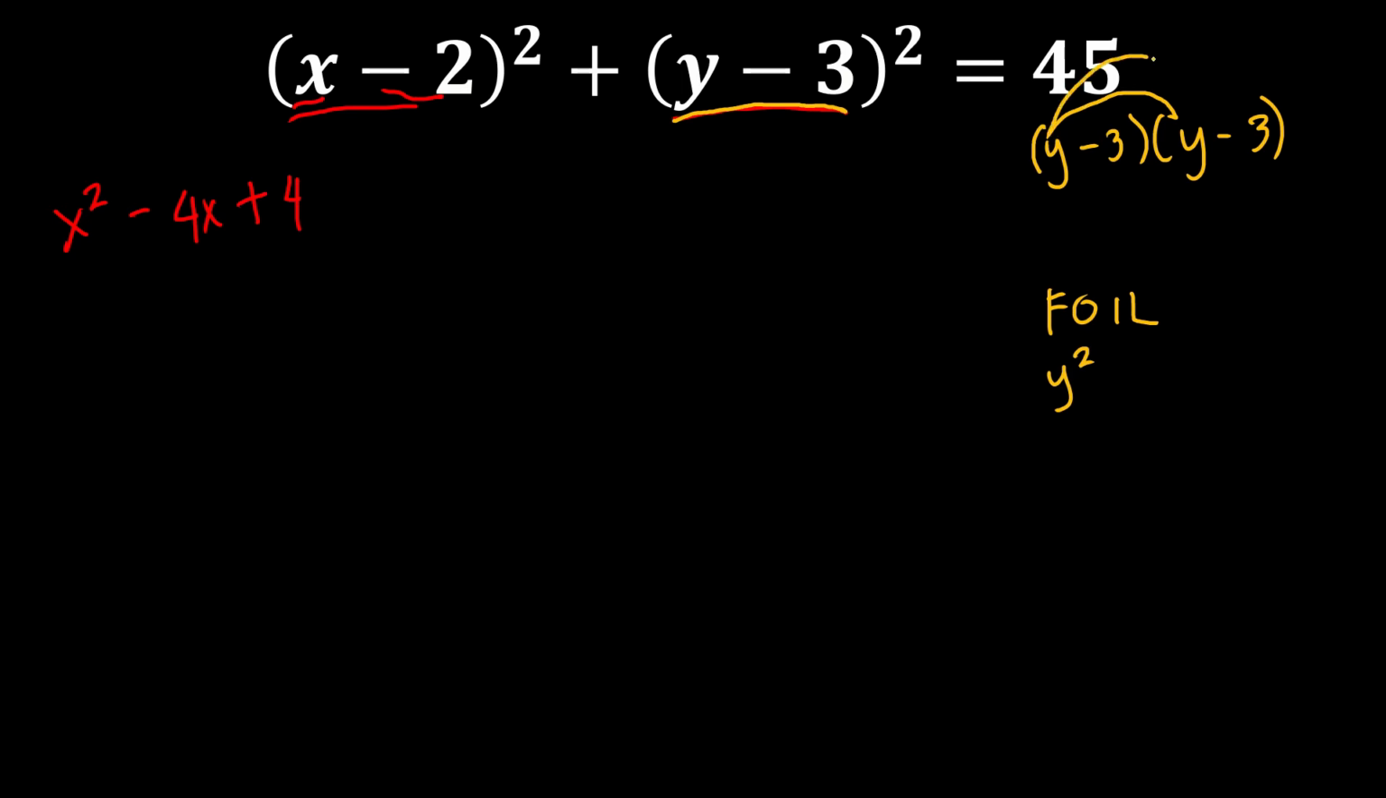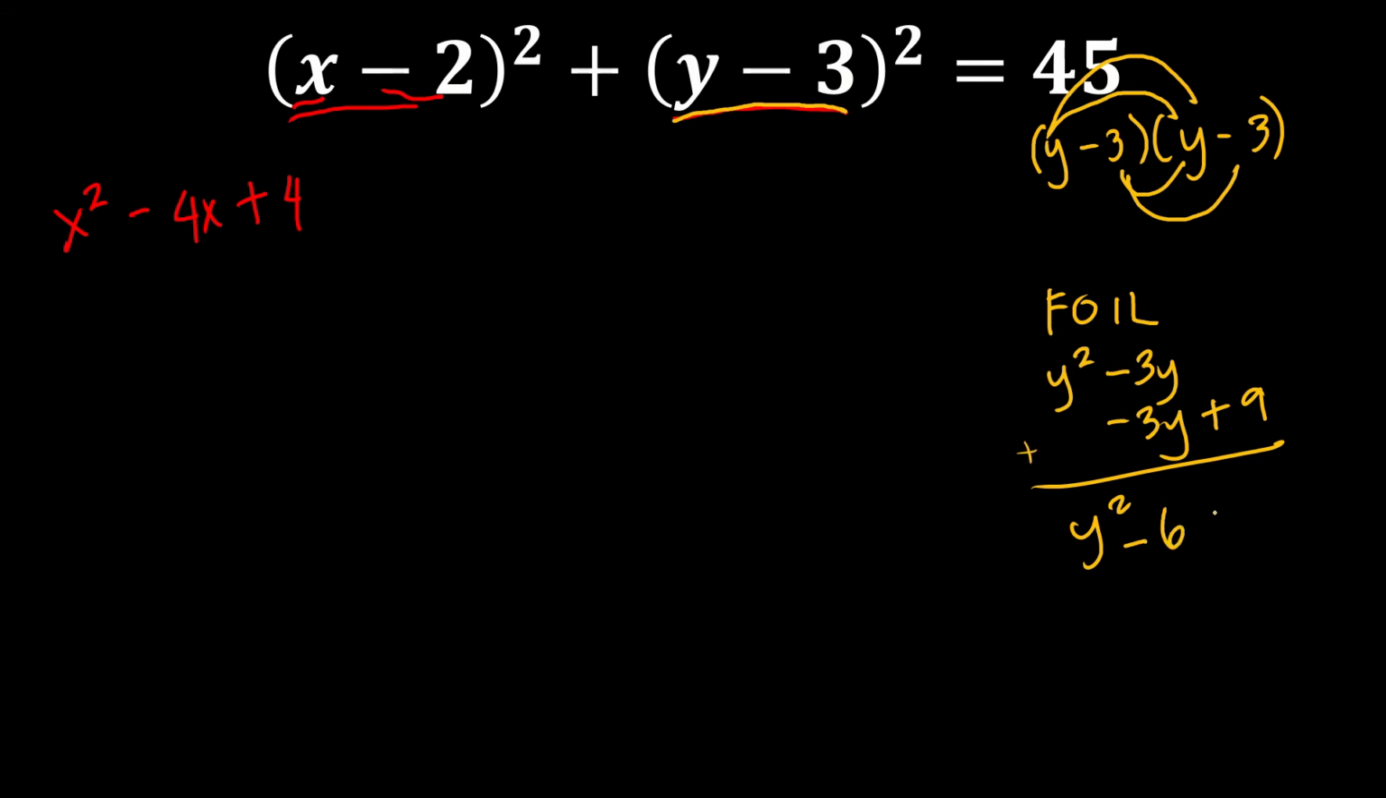Outer terms, y times negative 3 is negative 3y. Then, inner, negative 3 times y is negative 3y. Then, negative 3 times negative 3. Last terms ay positive 9. Combine like terms, you will have y squared, negative 3y plus negative 3y is negative 6y, plus 9. So, si y minus 3 squared is equal to y squared minus 6y plus 9.